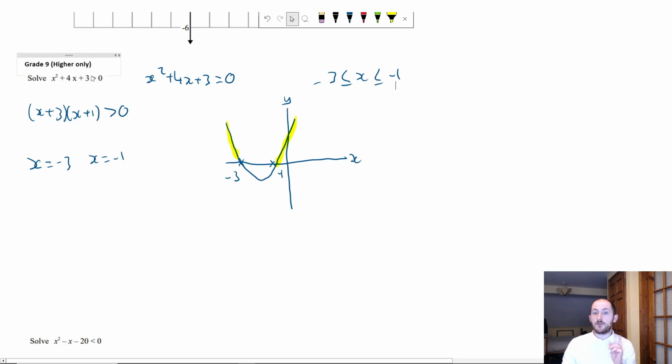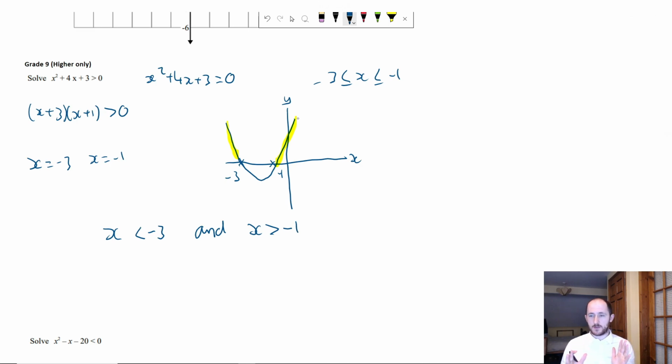But we're looking for when it's greater than 0, which if you look, happens when x is less than minus 3. And is it equal to minus 3? Well, let's think. At minus 3, y equals 0. Do I want y equals 0? No. I want bigger than 0 only. So it's that, and when x is greater than minus 1. And once again, since we don't care about actually equaling 0, it's just greater than, not greater than or equal to.